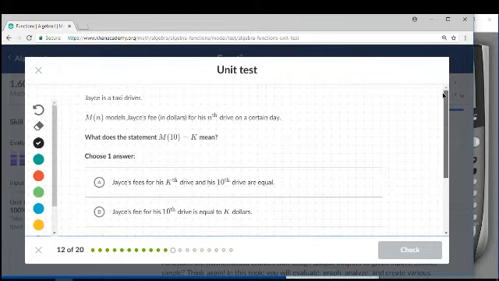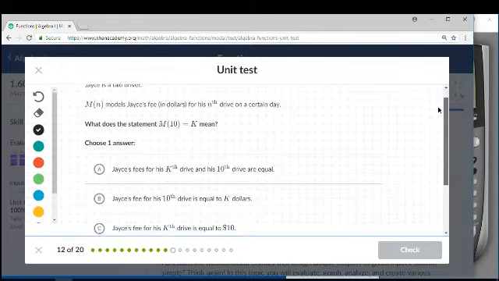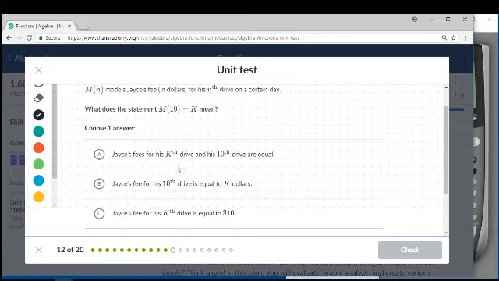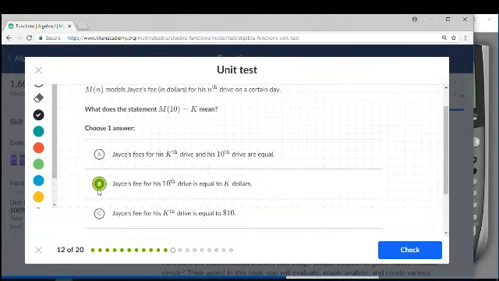So look, n is the number of drives per day, and M of n equals his dollars. That means that for his 10th drive, the fee is K dollars. So 10 is our input, number of drives, and K is our output, dollars.